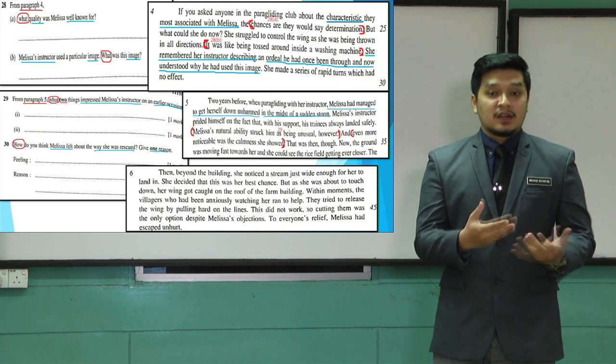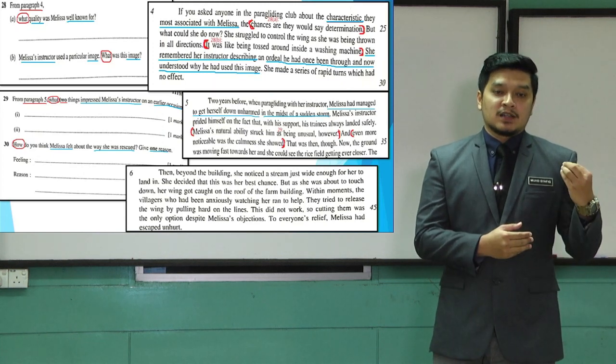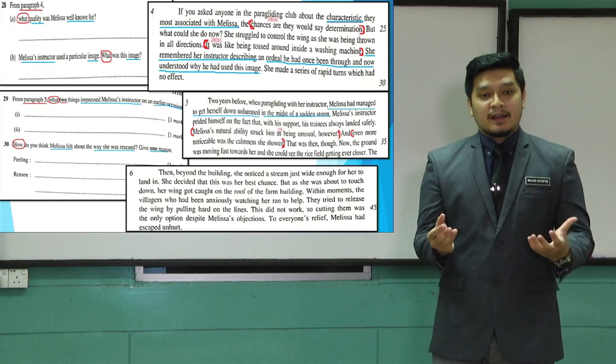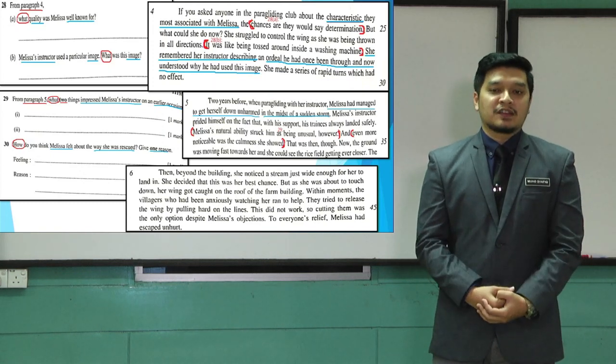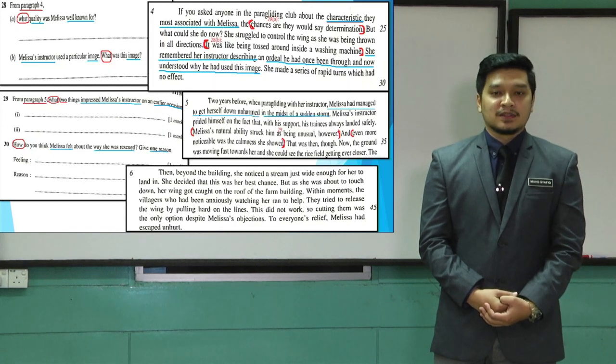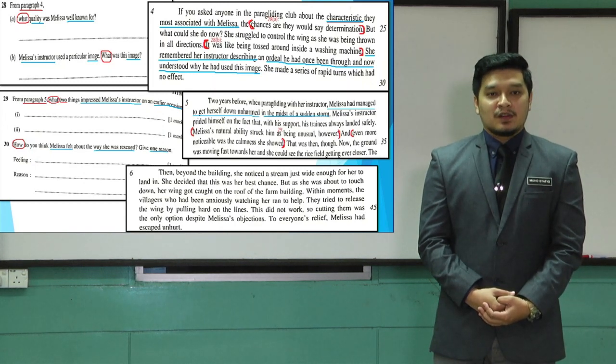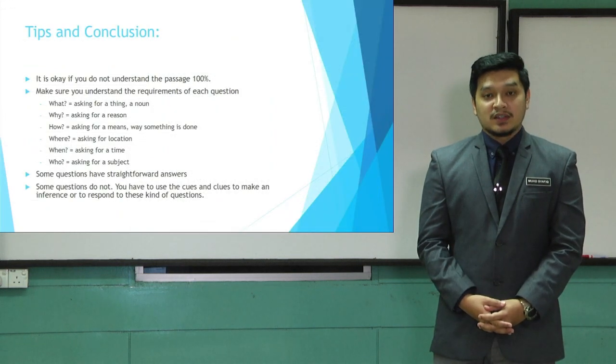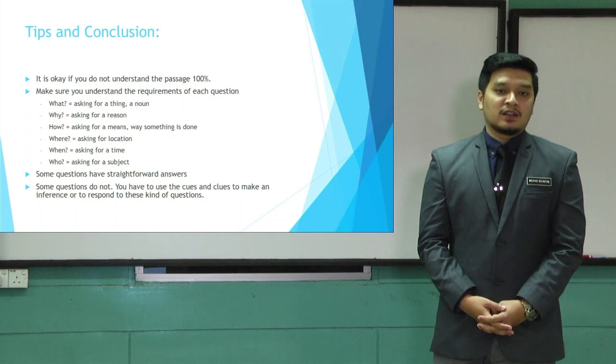Reason: despite the paraglider had to be cut, she was saved and managed to escape unhurt. Both are acceptable. Alright, so that's all about reading comprehension, and next I will share with you some tips and conclusion on answering reading comprehension.